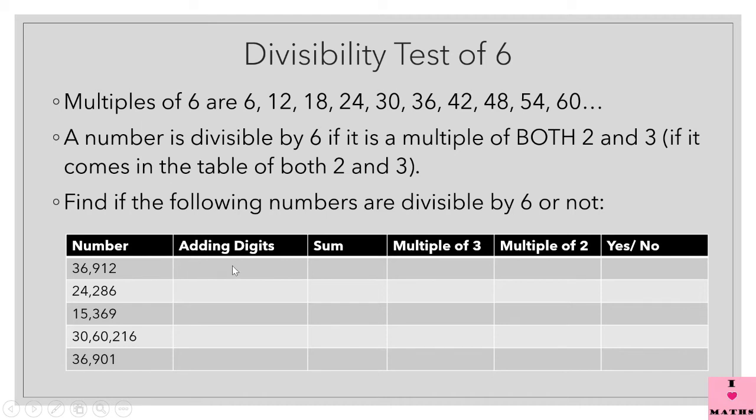So, both the numbers have 36,912 as their multiple. So, this number is divisible by 6. See, this yes or no means whether this number is divisible by 6 or not. Here, multiple of 3, yes. Multiple of 2, yes. So, multiple of 6 also, it is yes. Okay.